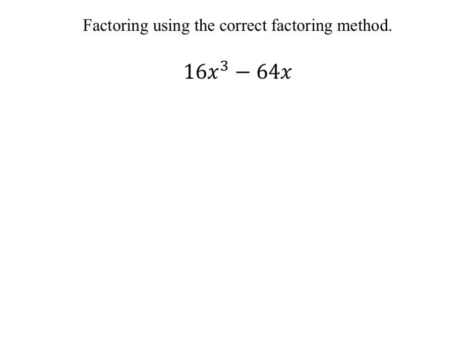For this expression, we're going to factor first using GCF, and then second using difference of squares. For the GCF, I notice that I have 3 x's here and an x here, and then I have 16 and 64. I do know that there are numbers that go into 16 and 64. That's how I know I need to do GCF first.